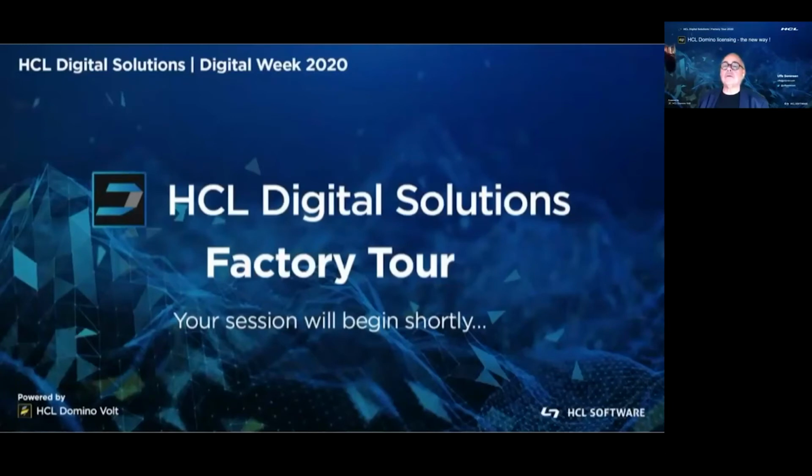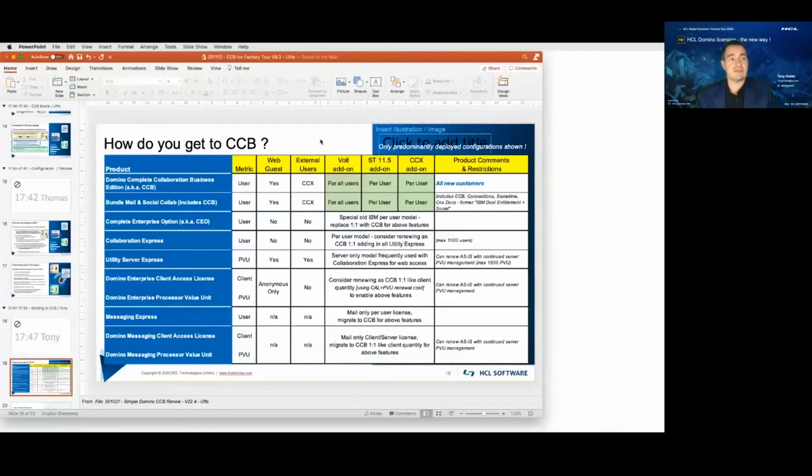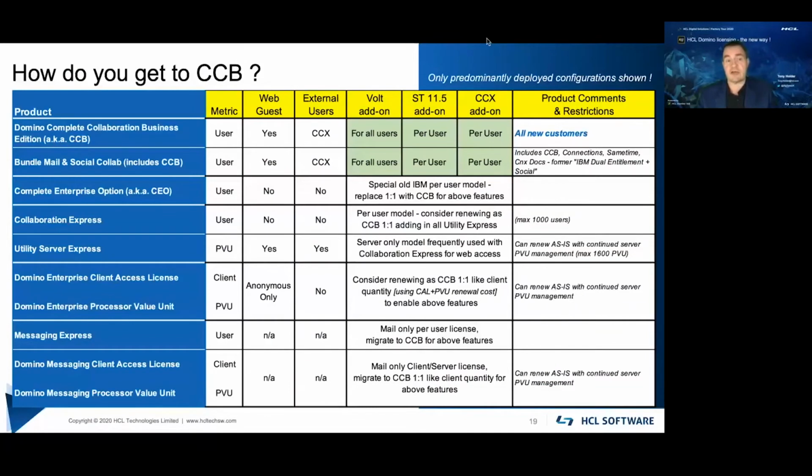So if you're on Complete Enterprise Option, then come and talk to us, and we can switch you on a one-to-one basis at no additional cost onto CCP licensing, so you can get access to those additional features. If you're on Collaboration Express, we can do the same thing. So come and talk to us, and we can move you from Collaboration Express onto CCP licensing. If you have a Utility Server Express, then that's a server-only model. You need to come and see us, and we can talk about how you can move from that platform into a CCP CCX environment. But we'll need to talk about what you're doing with the utility server to do that.